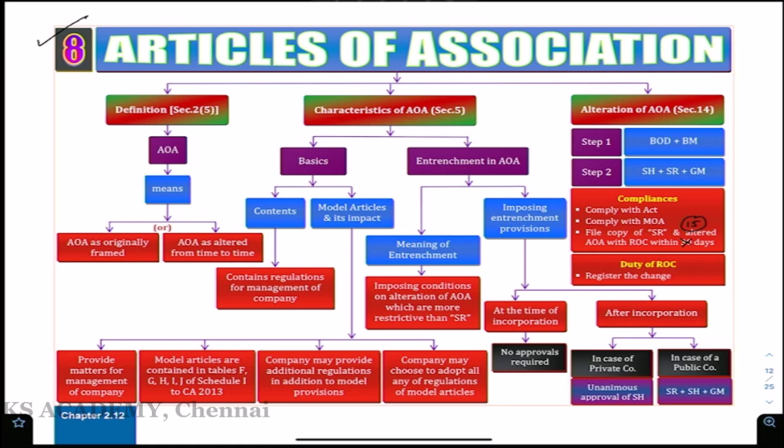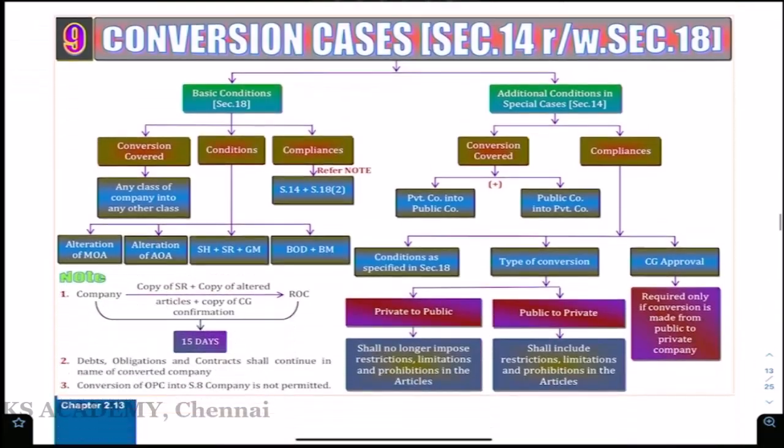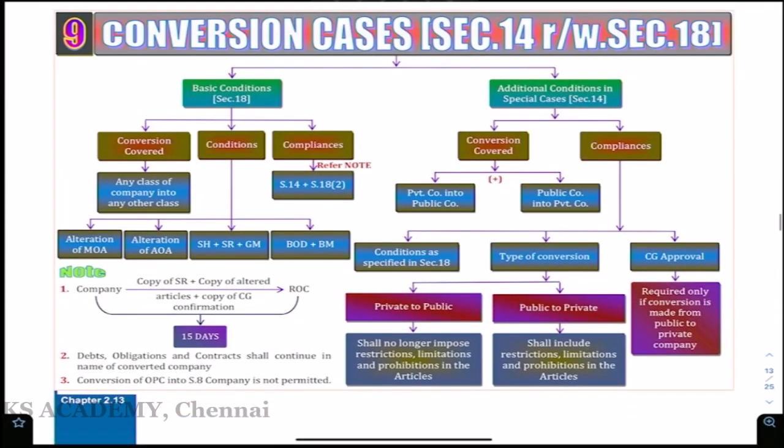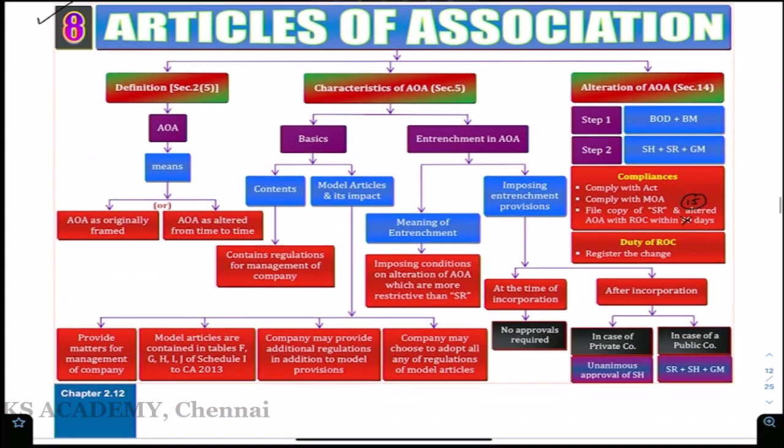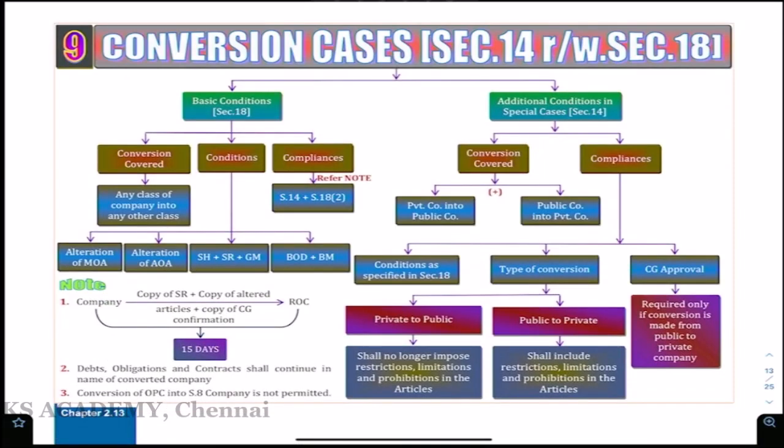First point number 1. All the points in the Act have been covered in the chart, sir. Yes, sir. Next. What is the next one? Conversion. You may ask me a question, sir. In the chart, where is conversion? So you forget. Alteration of article section 14, what we read? Conversion of public, private, central government we read, no? In this chart it is there. Therefore separately I kept in this chart. That's why I have written conversion cases section 14 read with section 18. All kinds of conversions I kept here. Clear?